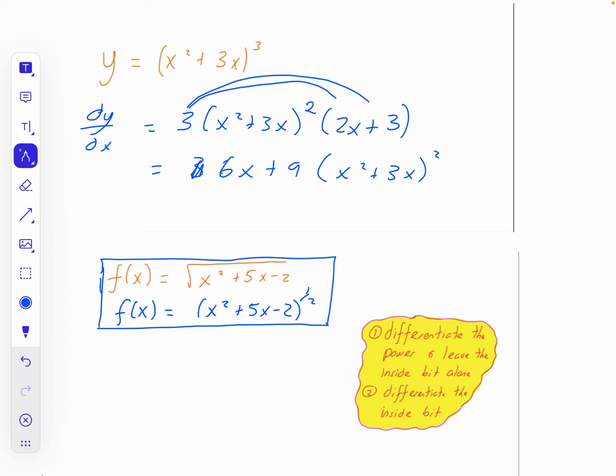We don't have a rule for differentiating a square root, but we do have a rule for differentiating a power. So I can change that square root into the power of a half. Instead of writing square root, I'm going to change it into the power of a half. This is now a chain rule question. So the first thing I'm going to do is differentiate the power and leave the inside bit alone.